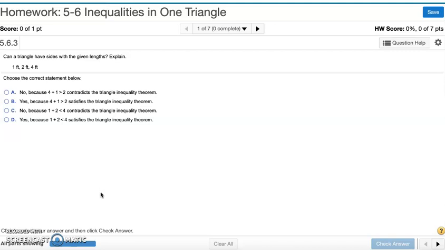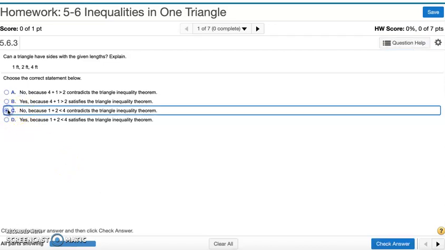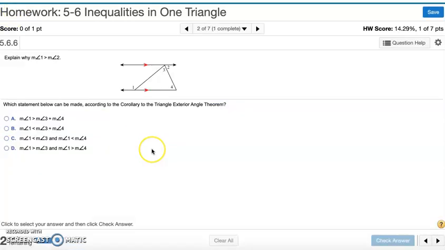So we have 1, 2, and 4. So add up the two smaller sides, that's 1 and 2, you get 3. 3 is smaller than 4, so it will be no. The sum would have had to have been larger than 4 to satisfy the triangle inequality theorem. So we're going to say C. And that's number 1.